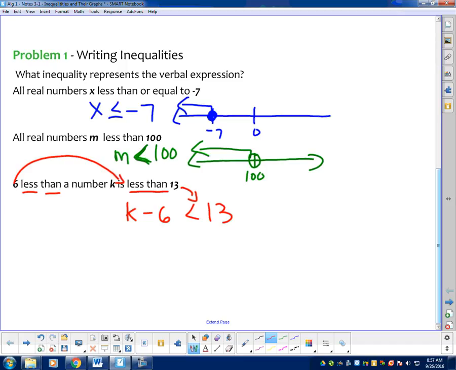We could then solve this inequality just like we would in an equation by adding 6 to each side. So k is less than 19. And then we could graph the solution set by locating 19 right here, placing an open circle at 19, and shading everything on the number line to the left of 19.